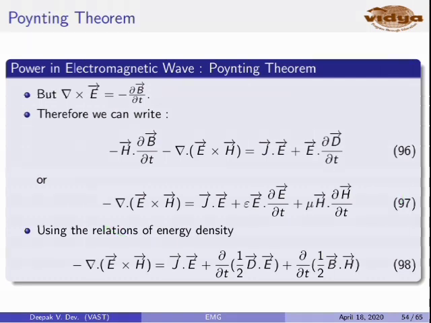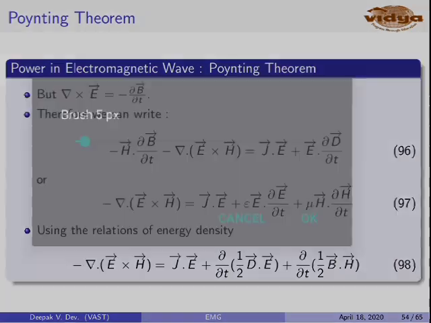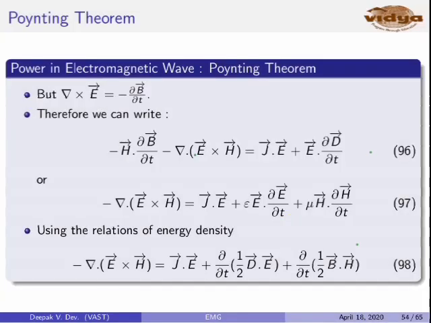Okay, next we can use the relations of energy density. We studied energy density in an electric field and derived the energy density as half into D dot E. So we can use that relation. Here this term, that is E dot dou E by dou t, becomes half into dou by dou t of epsilon E square, where epsilon E square is nothing but the energy density, that is half into D dot E.